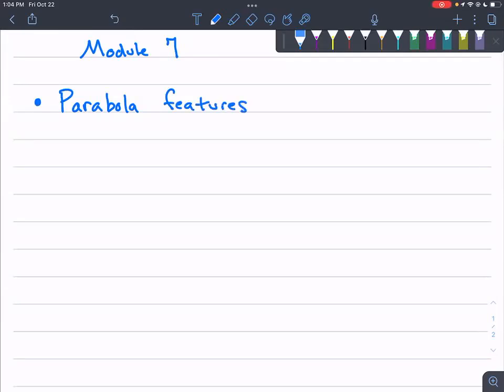Okay, first section of Module 7, Parabola Features. By the way, if you're just starting Module 6 today, that's perfectly fine. We're a little bit ahead of schedule. Module 7, I'd have to double check, but I think it's due November 18th or something like that. So a little while before that one's due.